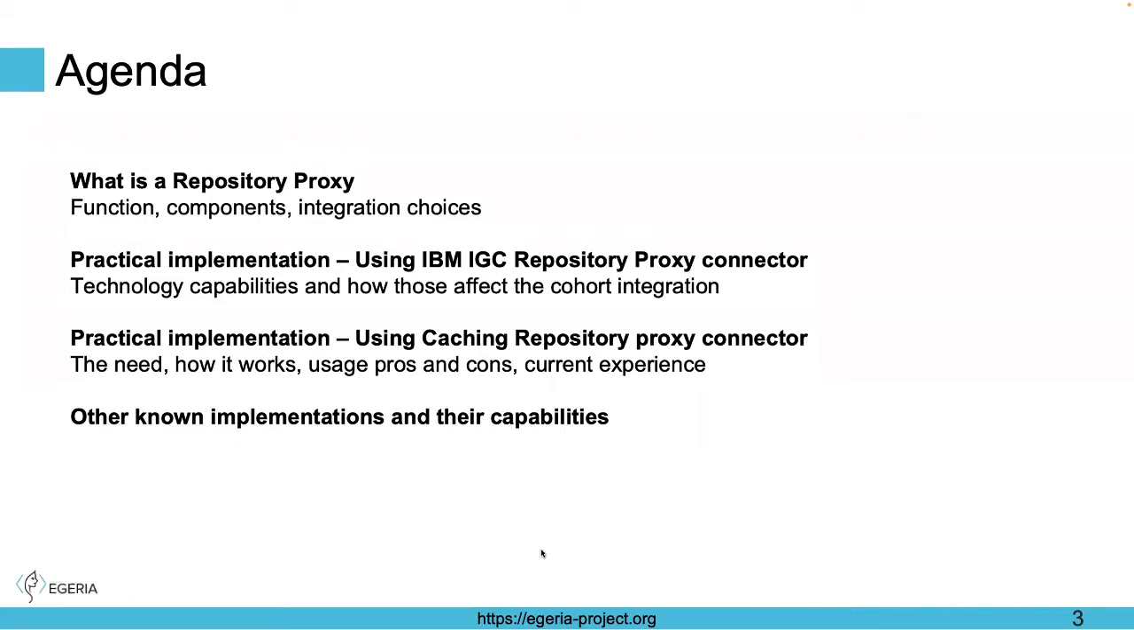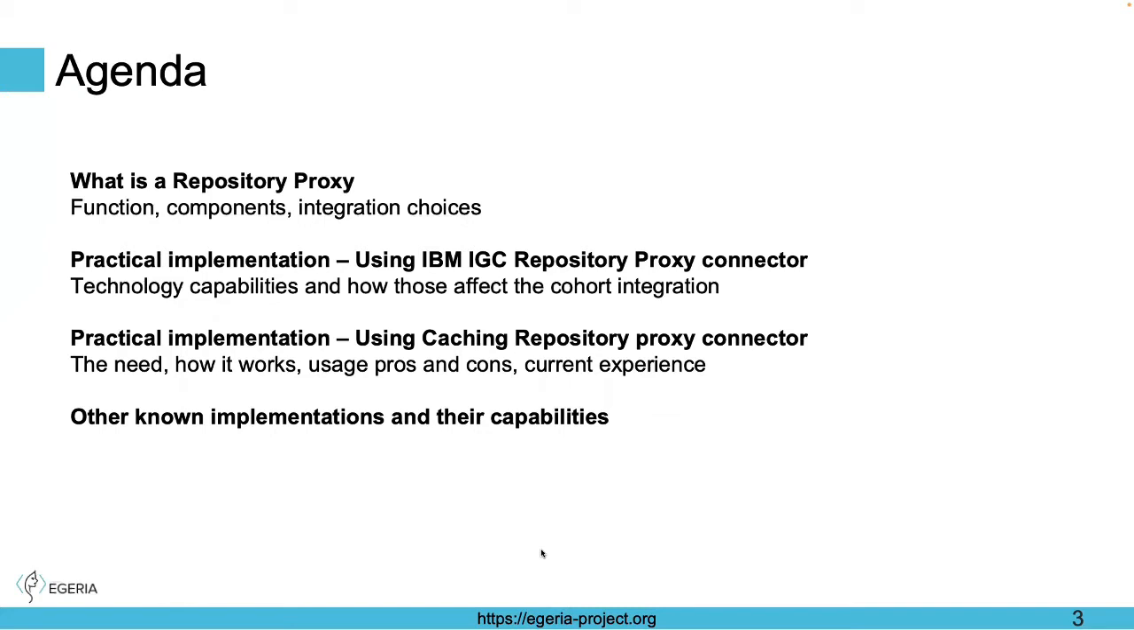Then I'll hand over to David to talk about the caching repository proxy connectors, which is a new pattern, quite an interesting one. It can also compensate for some of the limitations we had in the past. And finally, we are going to talk about some of the other known implementations of this same approach across different technologies that we know of or that we maintain. But more about that later.